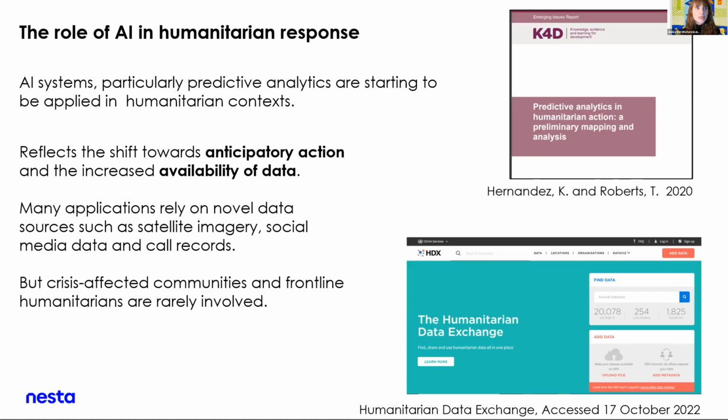And this has happened hand in hand also with the increased availability of different data sources, in part mobilized through the Humanitarian Data Exchange, which you can see on this slide, and more traditional data sources, as well as emerging data sets such as satellite data, social media data, and also call data records. And so we see that a lot of these novel data sources are contributing increasingly to the development of predictive models in the humanitarian field.